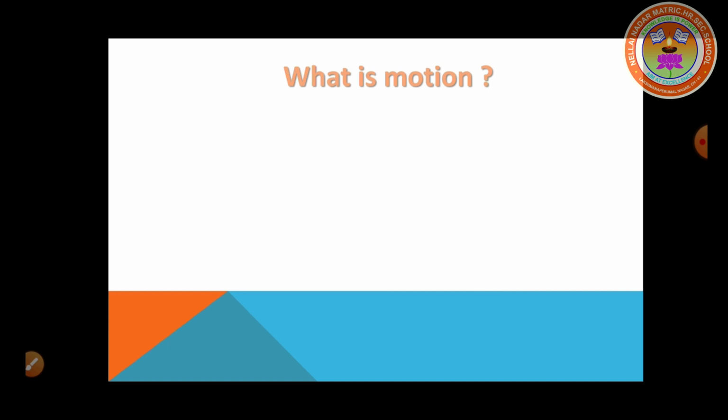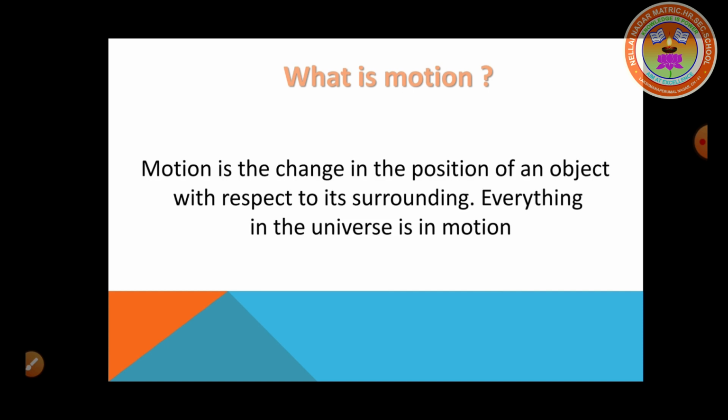Even though the object seems to be not moving, it is maintained at rest only. Actually, it is moving because the earth is moving around the sun. So all the objects in the universe come under motion. That is why we say everything in the universe is in motion. Even though the object seems to be not moving, actually it is moving because the earth is moving around the sun.